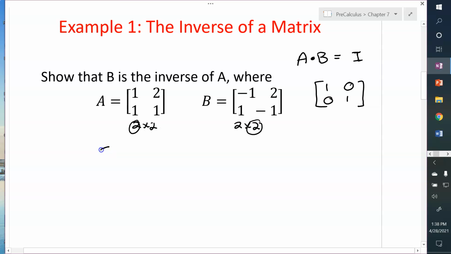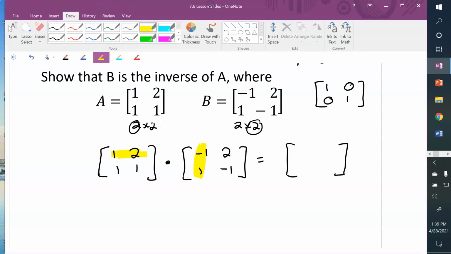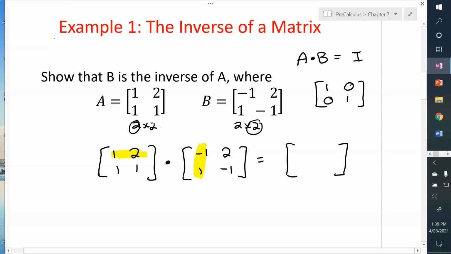So let's go ahead and multiply and see what happens. Here's matrix A, 1, 2, 1, 1. I want to multiply that by matrix B, negative 1, 2, 1, negative 1. For multiplying matrices, I'm going to do row 1 times column 1. 1 times negative 1 is negative 1, plus 2 times 1 is 2, so negative 1 plus 2 is 1.